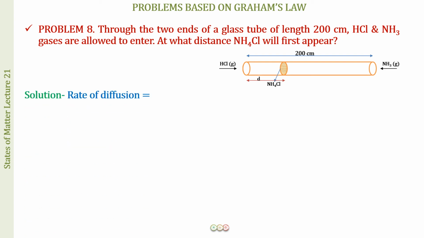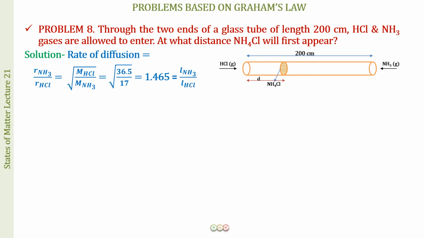And the rate of diffusion is going to be equal to the length they are traveling, so we can write that R NH3 by R HCl is going to be equal to L NH3 by L HCl. And the rate of diffusion, you already know, is inversely proportional to the square root of the molecular masses. Why we have taken this relation is because the molecular masses are known to us. So we can put those values to find out the relative rate of diffusion of the two gases, and this is going to be 1.465 by 1, the rate of diffusion of ammonia to that of HCl, and this is going to be equal to the distance they will be traveling.